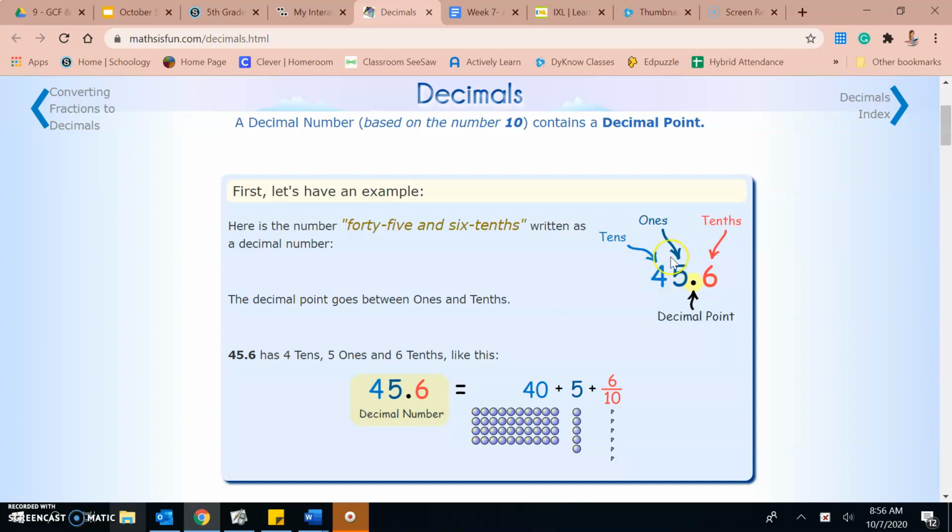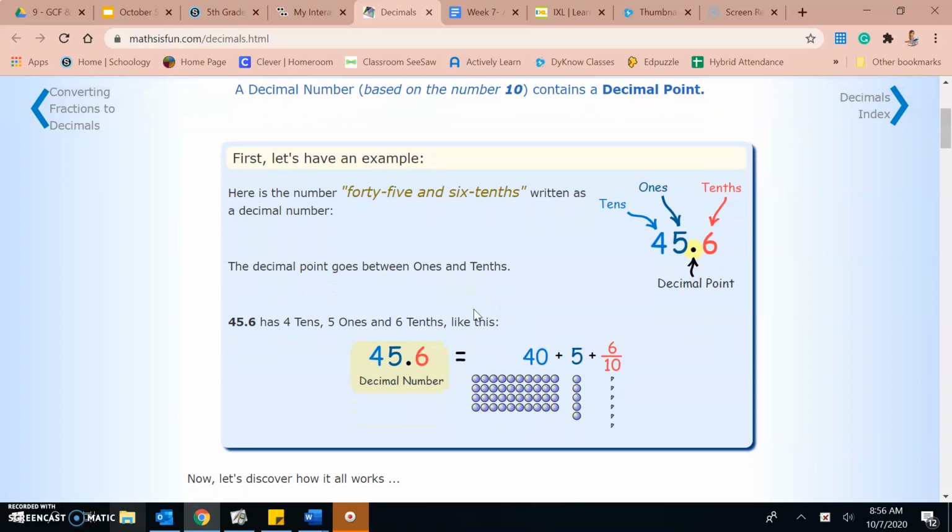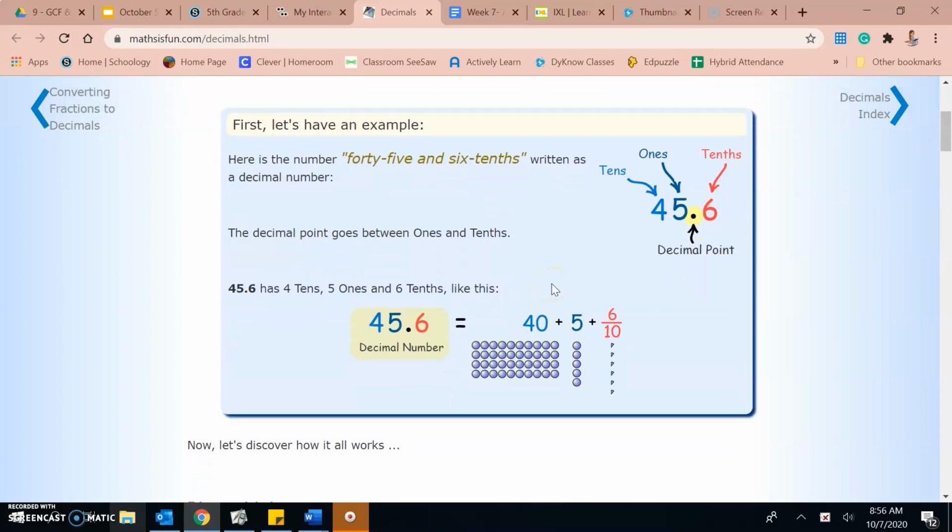So the 4 represents the tens, the 5 represents the ones, and when we see that decimal point, every number to the right of the decimal point represents a fractional part. So the 6 here after the decimal, instead of being the ones place like on the left for whole numbers, because it's after the decimal, the 6 actually represents 6/10. The decimal point goes in between the ones and the tenths place, always. The left side is always going to be the ones place, the right side is always going to be the tenths place.